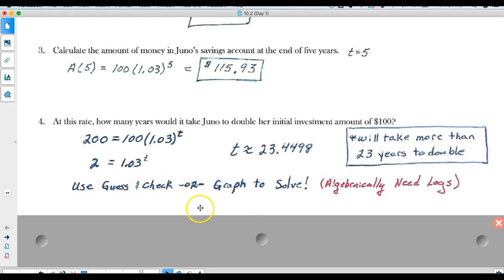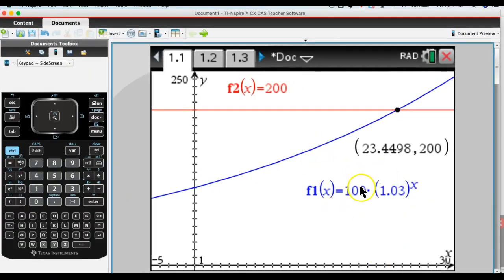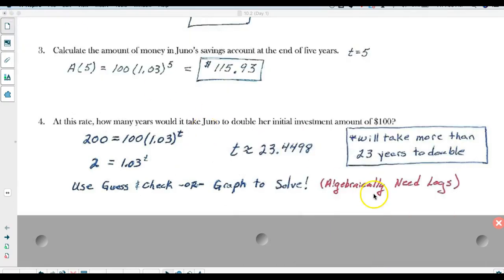So what I did here is I came over to my calculator and graphed 100 times 1.03 to the x, and then I graphed when it equals 200. I found the point of intersection. When is the red and the blue graph the same? They are both 200 at 23.4498. So when I look back at my answer, it will take more than 23 years to double.